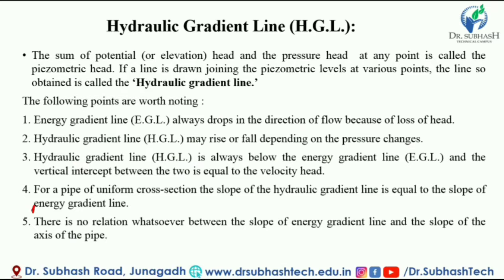Now next, for a pipe of uniform cross section, the slope of the hydraulic gradient line is equal to the slope of the energy gradient line. For a uniform cross section, we can say that the hydraulic gradient line and total energy line are parallel, so the slope is equal in both. Particularly, there is no relation whatsoever between the slope of the energy gradient line and the slope of the axis of the pipe.